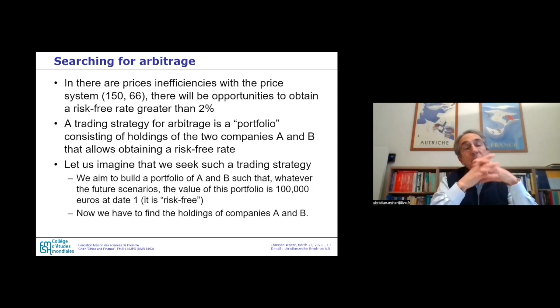Now, we imagine that we seek such a trading strategy and we aim to build a portfolio of A and B such that whatever the future scenarios, the value of this portfolio will be 100,000 euro at date one. And in this case, if whatever the future scenarios, the value of the portfolio is the same at date one, the portfolio will be risk-free, that means not exposed to a given market risk. And now we are going to find the holdings of companies A and B.